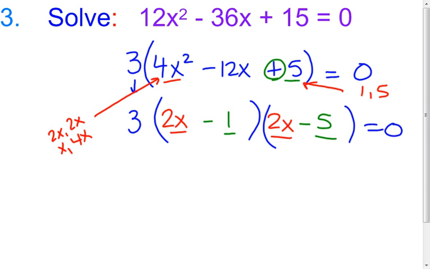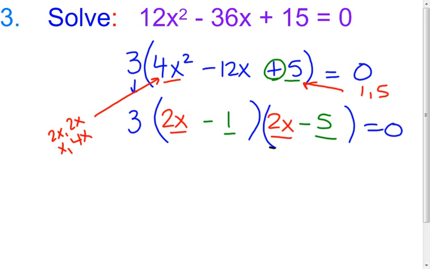So now I'm going to try this. Outsides and insides. Outsides, negative 10x. Insides, negative 2x. That makes negative 12x in the middle. Look at this, I got lucky right away. Negative 10x plus negative 2x does make negative 12x. Okay? So there we go.